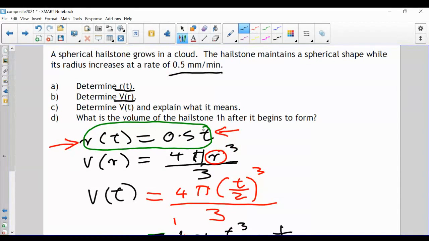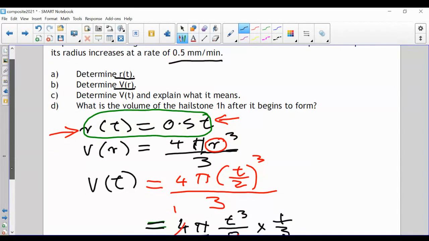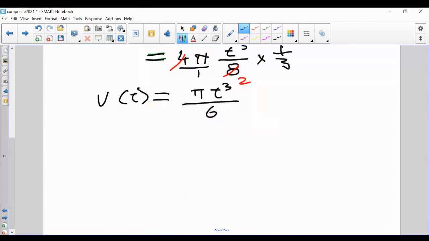So what is the volume of the hailstone 1 hour after it begins to form? What we're really asking for is the v of 60.